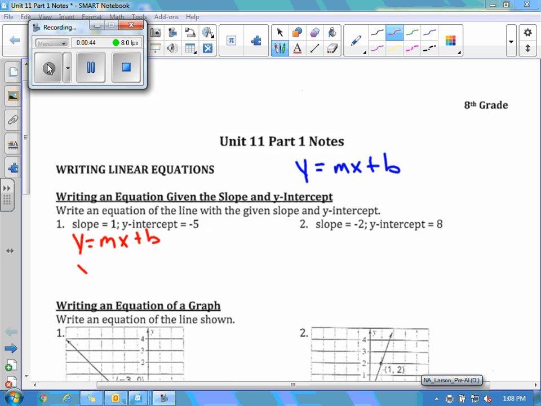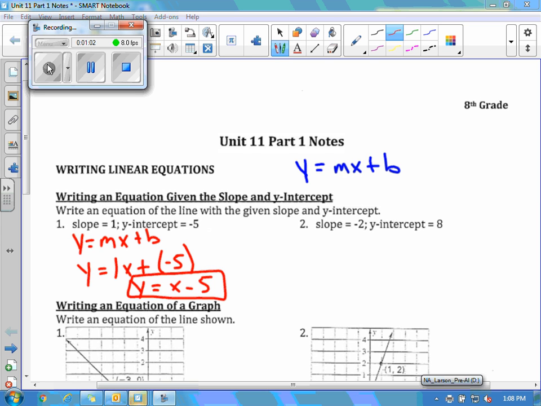So I'm going to write y equals, and I'm going to replace m with my slope, which is 1. So 1x plus my y-intercept, which is -5. Now I can rewrite this as y equals x minus 5.